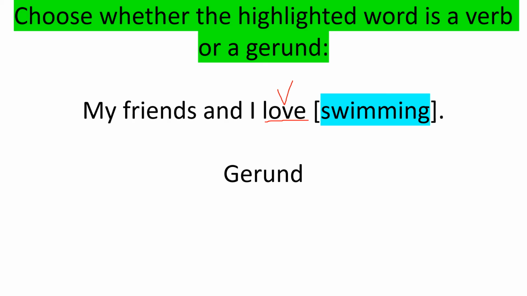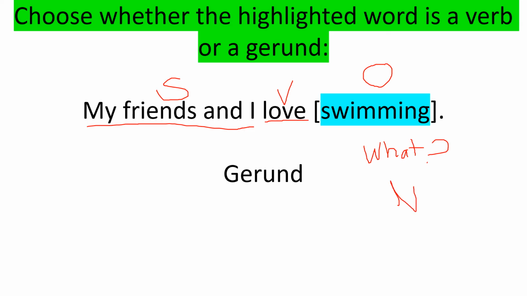Okay. This one is the object of a sentence. Because my subject is my friends and I. It's a compound subject. That whole thing is a subject. Who loves swimming? My friends and I love swimming. But you can say, what do they love? And what will always be answered with a noun. Okay, right. And this is a noun. It is an object of the sentence, and therefore it is a gerund. Right. Excuse my mouse handwriting. It's quite horrible.